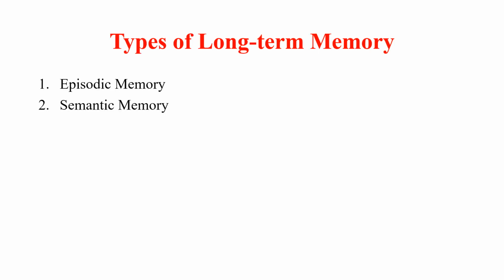Types of long term memory: there are two types of long term memory. The first one is episodic memory and the second one is semantic memory. Let us see the first type, episodic memory.